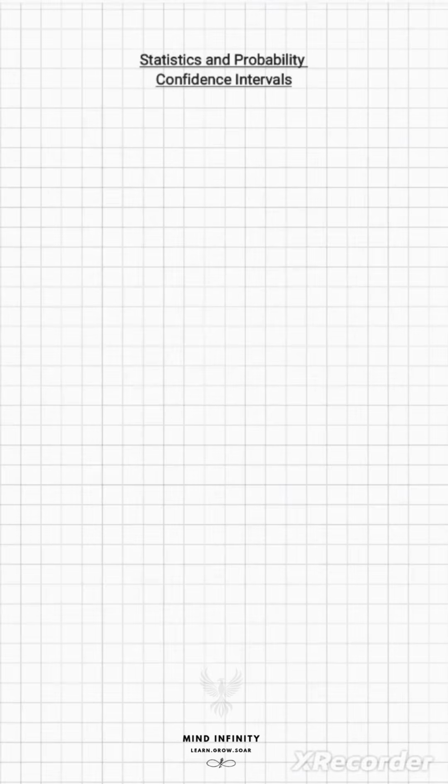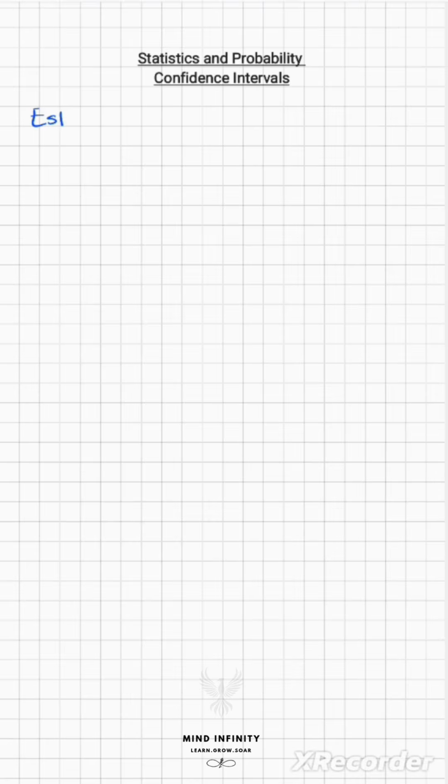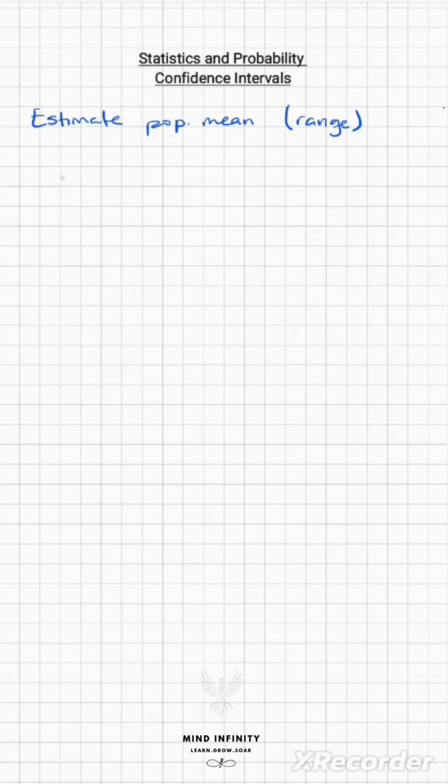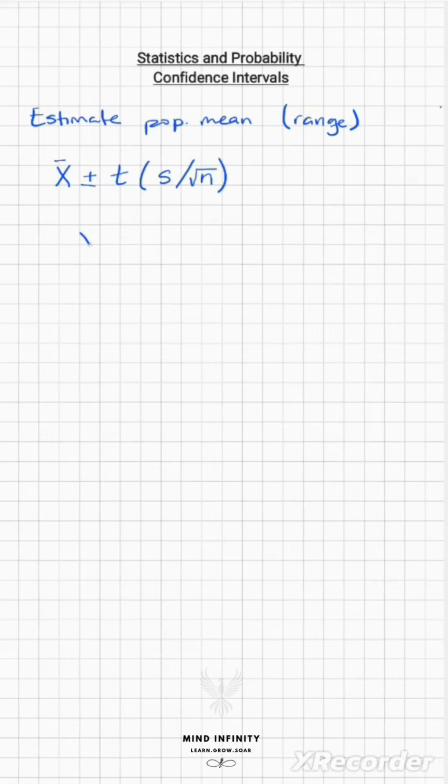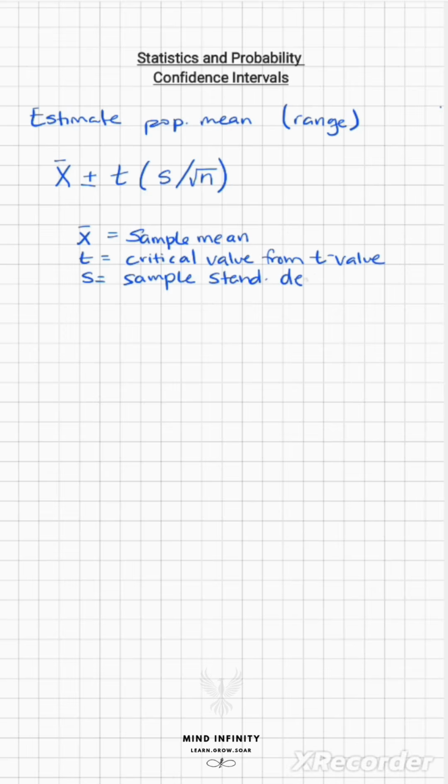Today we'll go over the confidence interval. So the confidence interval is basically a range of values to estimate the population mean. The formula is the mean plus or minus t times s divided by the square root of n. So x̄ is the sample mean, t is the critical value, s is the sample standard deviation, and n is the sample size.